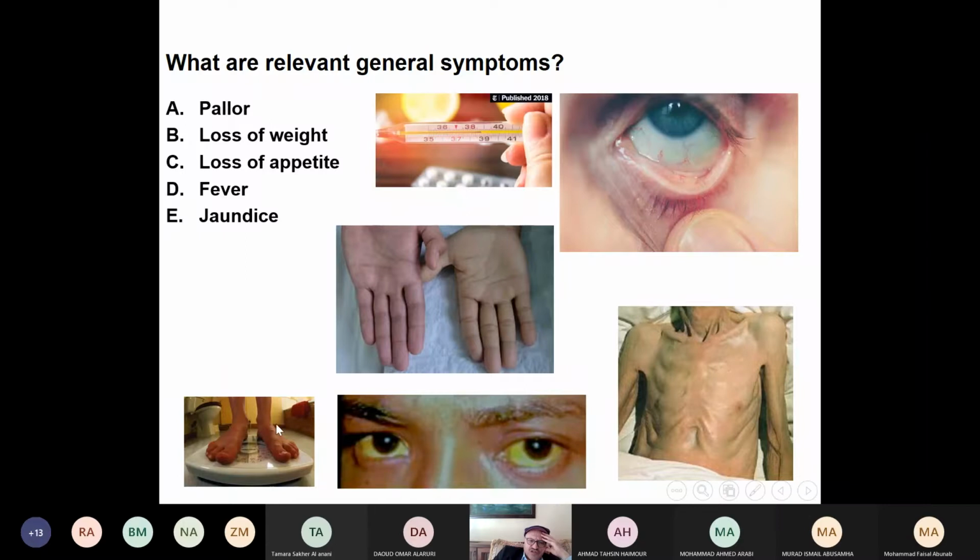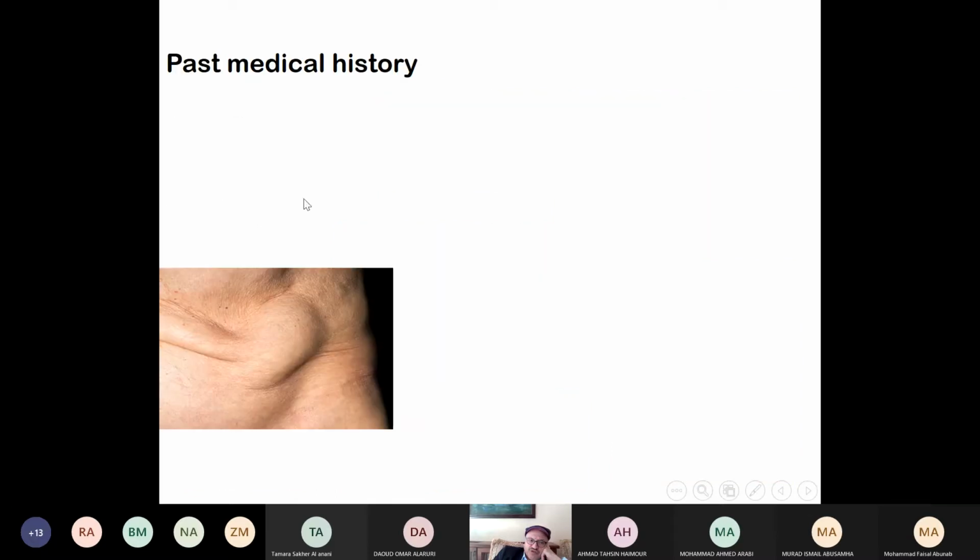So these symptoms, if they have been there for some time before the presentation of obstruction, might give you an idea about the pathology or the severity of the pathology. For example, the more you have fever, the more you think that this process is inflammatory or infectious. The loss of weight and cachexia means that the process has been there for some time. What do you want to ask in the past medical history?